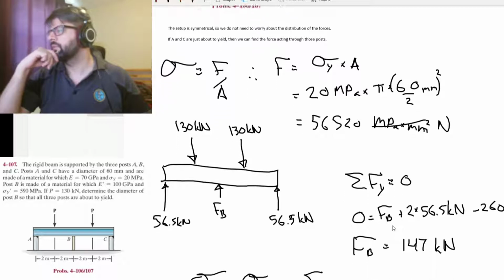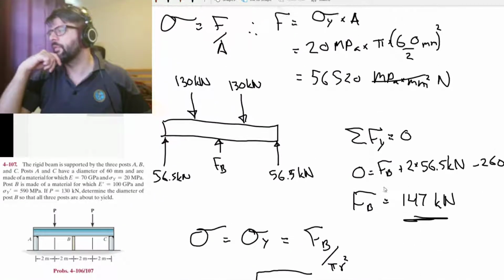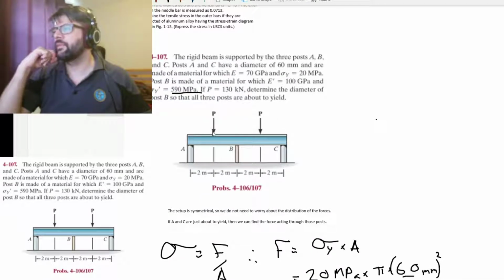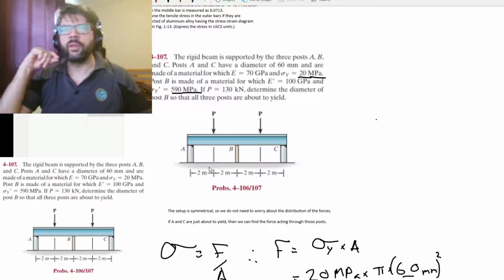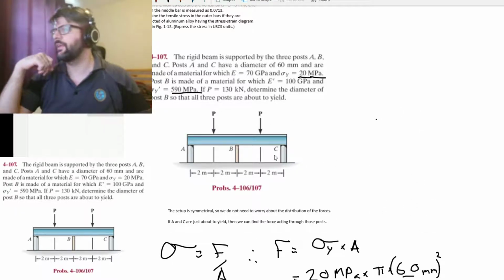Even though it's taking more than half of the total load being applied, it's just that much stronger at 590 MPa versus our 20 MPa for the posts on the other side. These are weak and spindly little, oh sorry, they're fatter. They're not spindly, but they're weak. They're weak and feeble, so they can't carry nearly as much load as B.